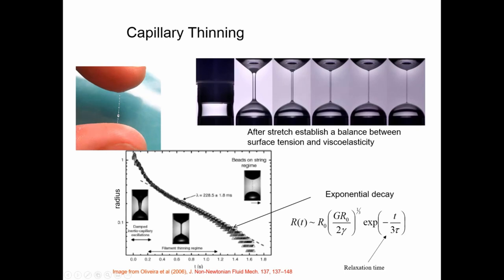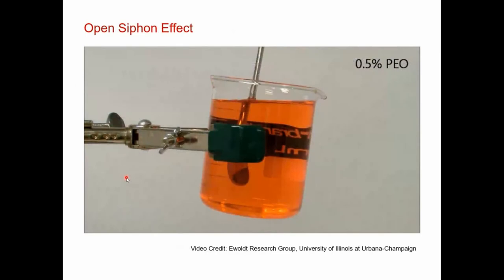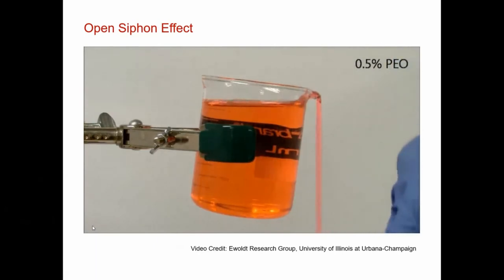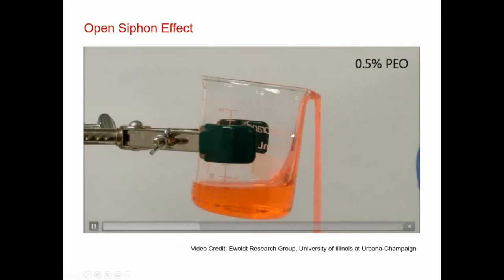Let me go back to the laser pointer for this. Okay, so a particularly dramatic effect of all this extension hardening and viscoelasticity is this thing called the open siphon effect. So let me just show you the movie of this. So here is stirring the fluid, and as you take the stirrer out, you pull a small amount of fluid with it, and then you can see that you pull almost all of the other fluid out of the container.